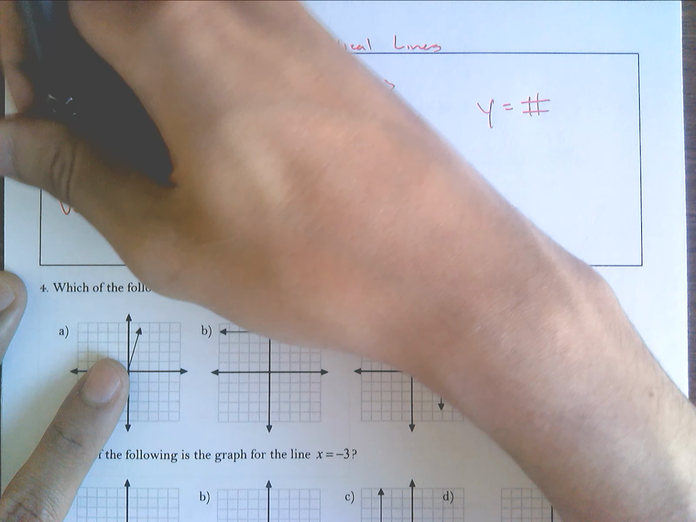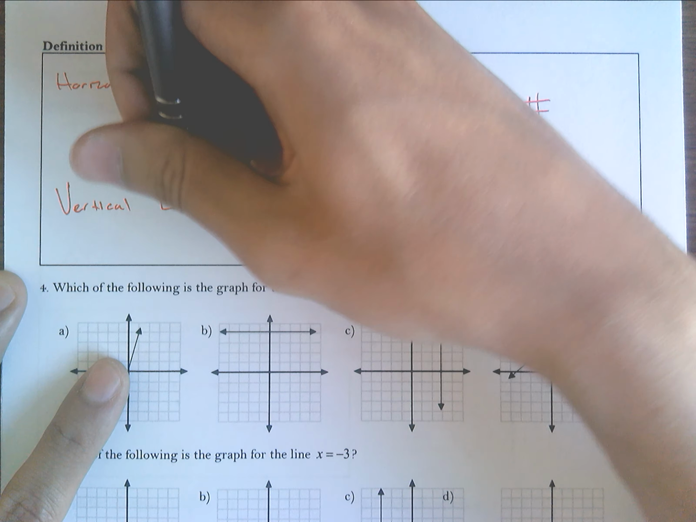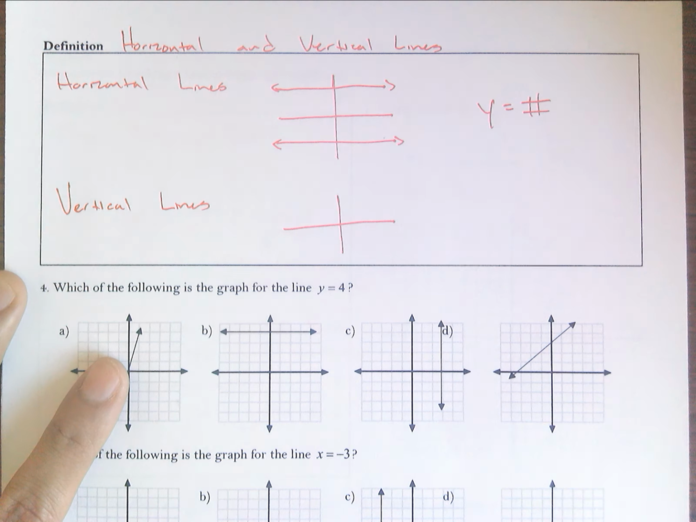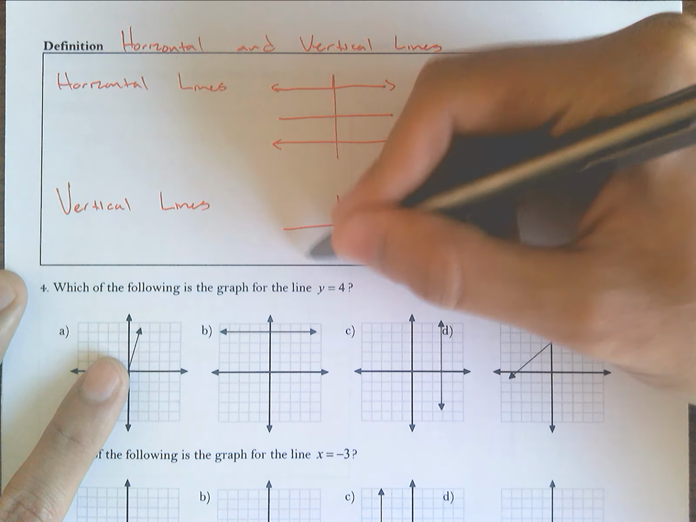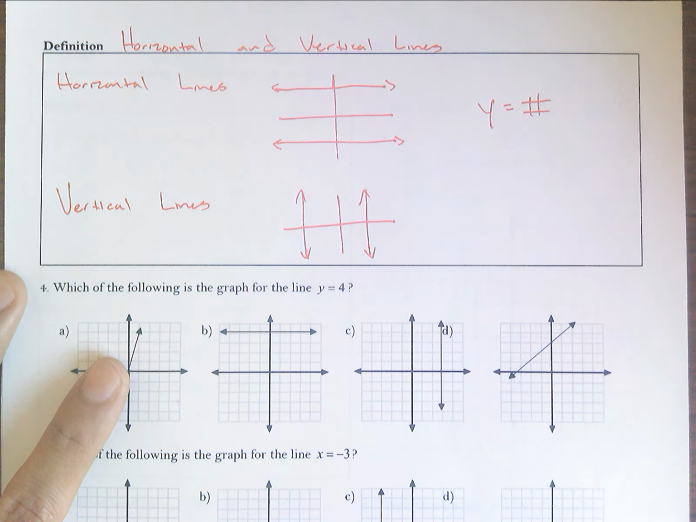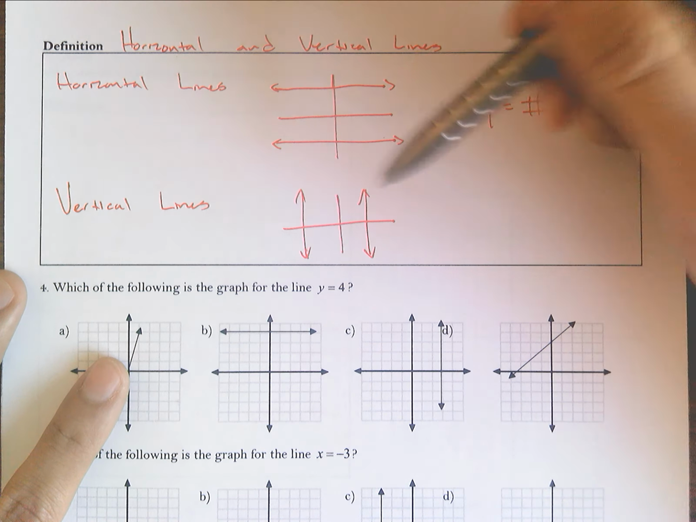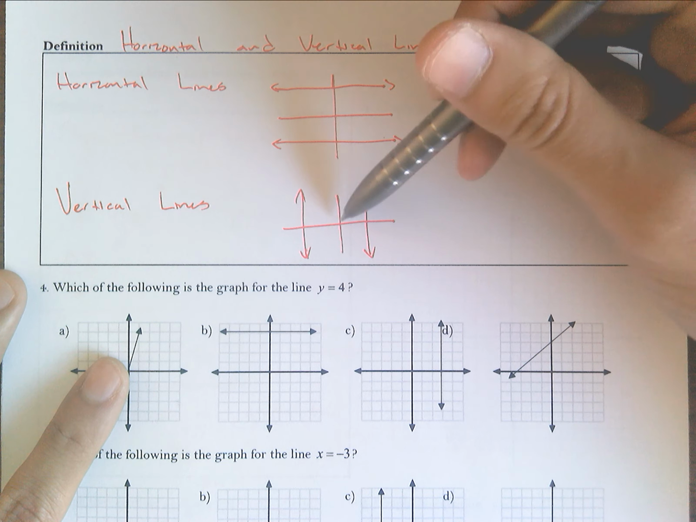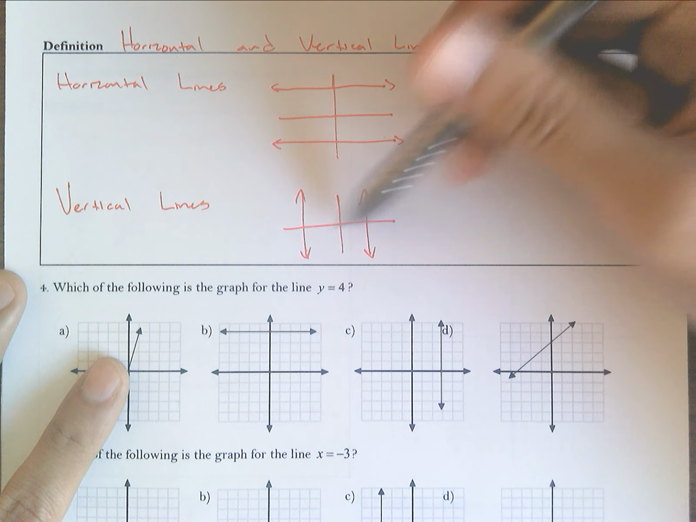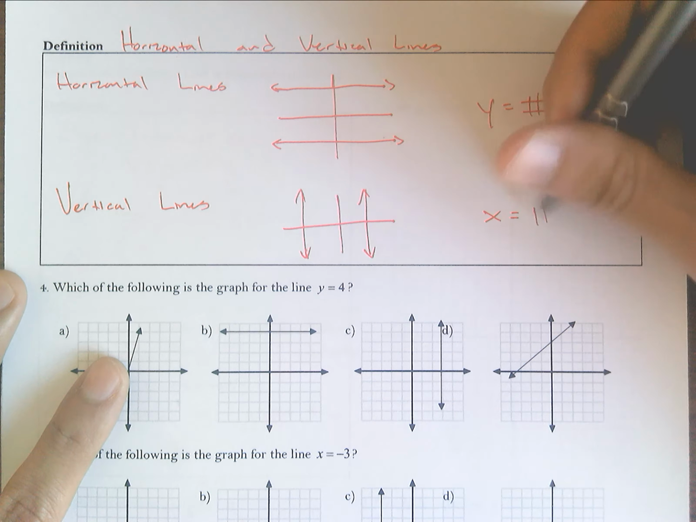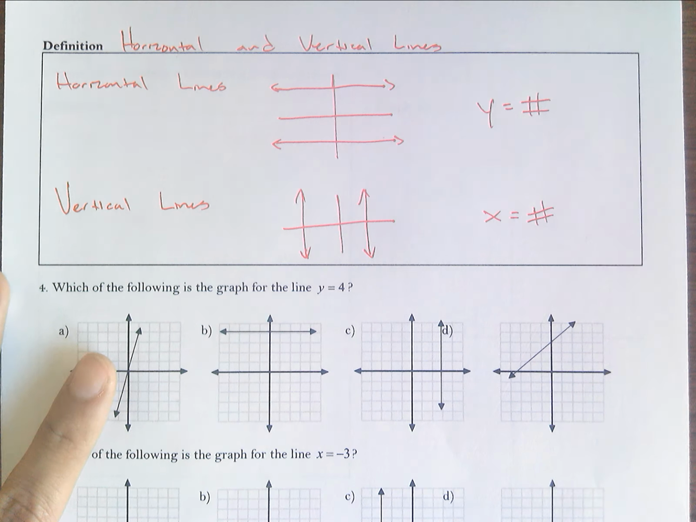Vertical lines are pretty similar, but now instead of going from right to left, we're going to go up and down. So they're going to be these lines here. And again, these can be positive, negative, 0. Notice here that the x value, say this is x equals 5, your y value can change, but your x value is always going to be 5. So in this case, the general form for a vertical line is x equals a number. Again, that can be positive, negative, or 0.